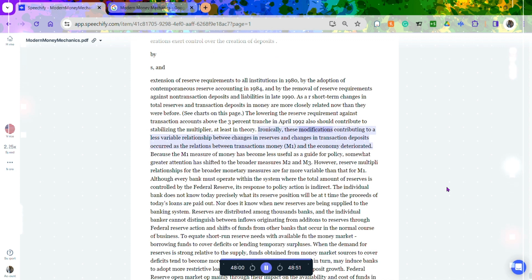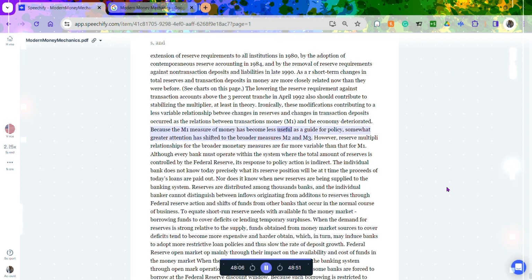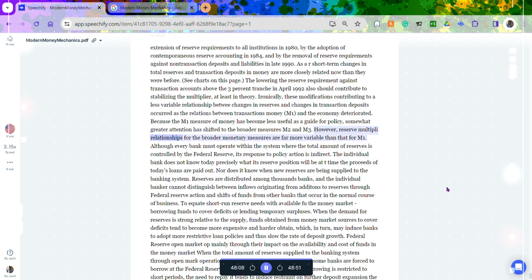Ironically, these modifications contributing to a less variable relationship between changes in reserves and changes in transaction deposits occurred as the relations between transactions money, M1, and the economy deteriorated. Because the M1 measure of money has become less useful as a guide for policy, somewhat greater attention has shifted to the broader measures M2 and M3. However, reserve multiplier relationships for the broader monetary measures are far more variable than that for M1.